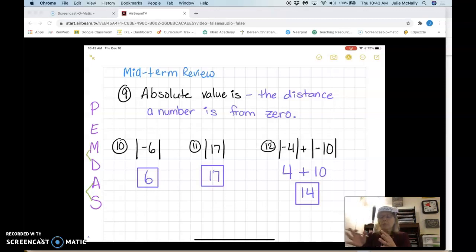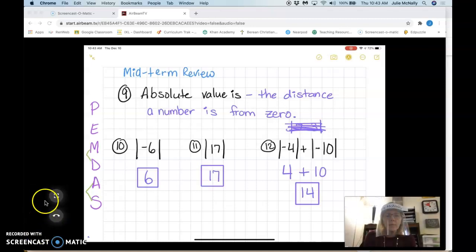And if they didn't have their own bars and it was like 7 minus 3 inside the bars, then you do the 7 minus 3 first, because those bars act like parentheses, and you do parentheses first. But since each number had their own set of bars, we had to take the bars off first, which made them both positive, and then add 4 plus 10 is 14.